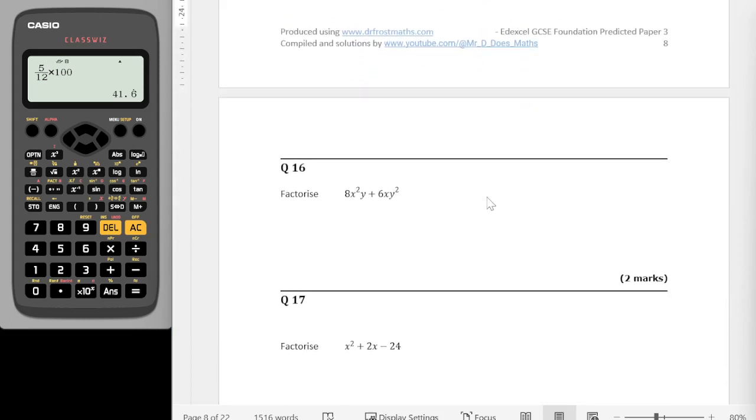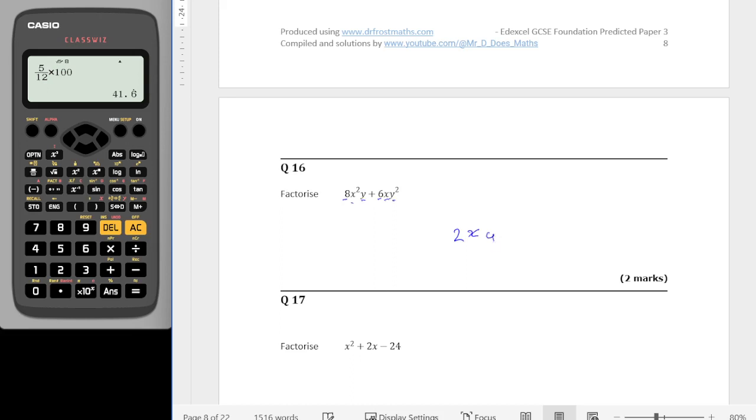Okay, question 16, factorise fully. So I'll do this part by part. Our highest common factor of 8 and 6 is going to be 2. We've also got an x in common, and we've also got a y in common.